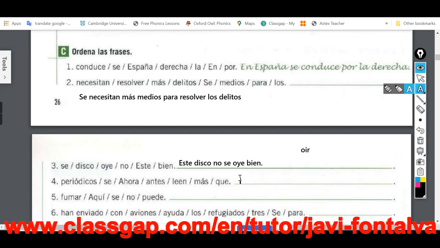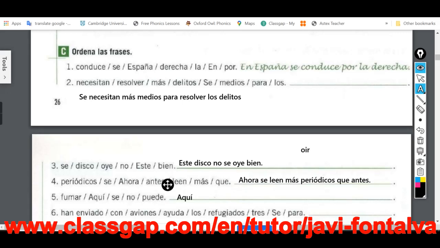Cuatro. Okay, so ahora, se leen más periódicos que antes. I don't agree at all. I think it's the opposite. Honestly, I have some students, young students, like 14, 15, and they don't really know how to write anymore. They don't read anymore. They use TikTok. This is what they do. WeChat or TikTok, those things.